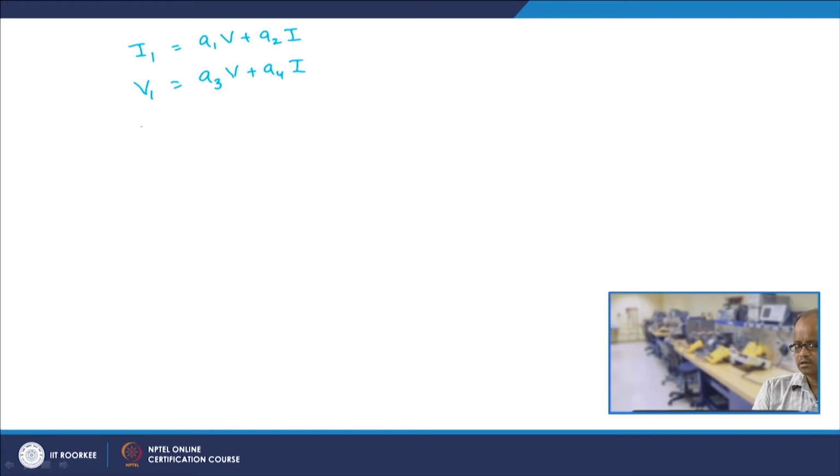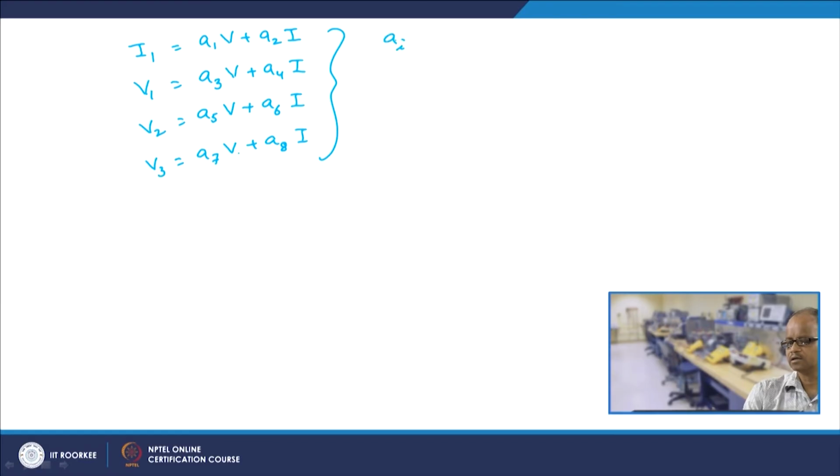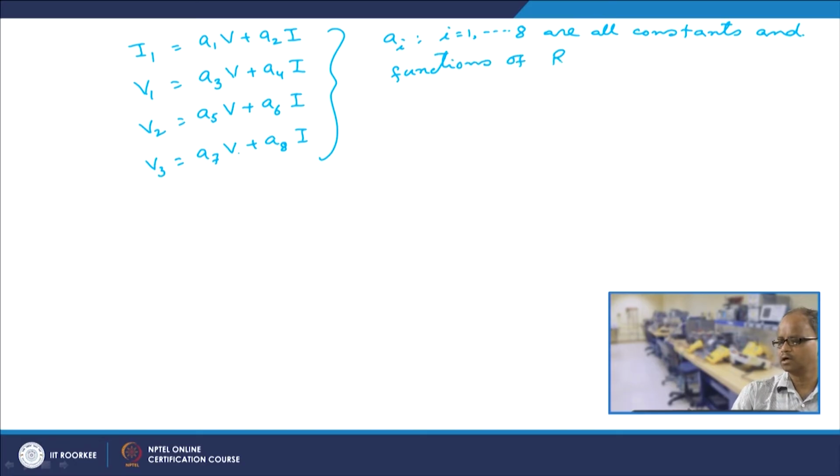So, similarly, let us say I1 is A1 V plus A2 I. Similarly, V1 would be A3 into V plus A4 into I. Similarly, V2 would be A5 into V plus A6 into I. Similarly, V3 would be A7 into V plus A8 into I. So, here we again note that all Ai, i equal to 1 to 8, are all constants and functions of R1, R2 to R6, right.